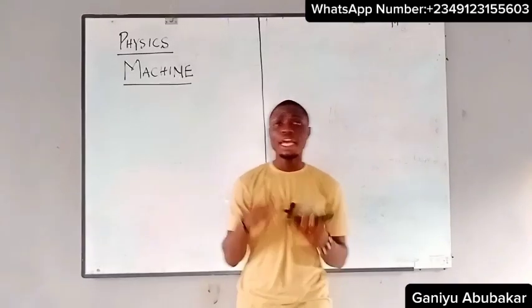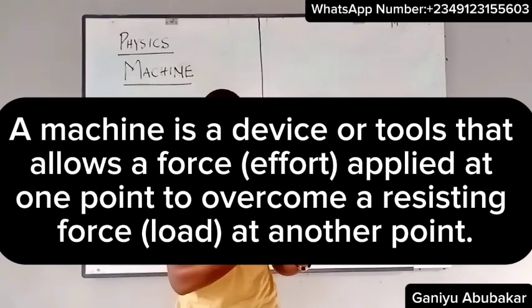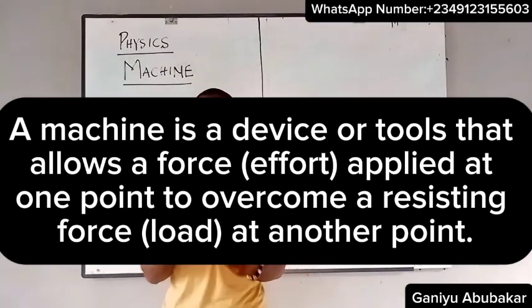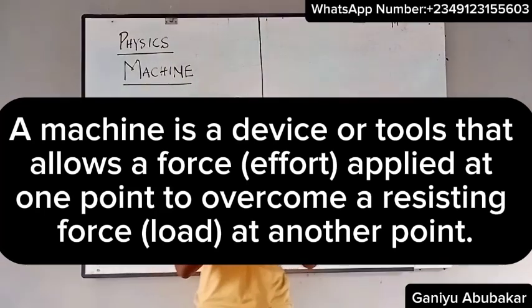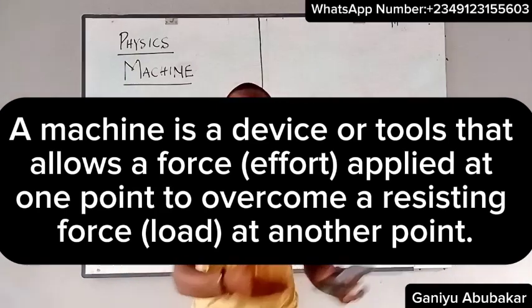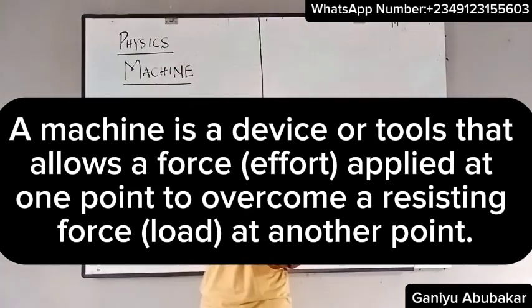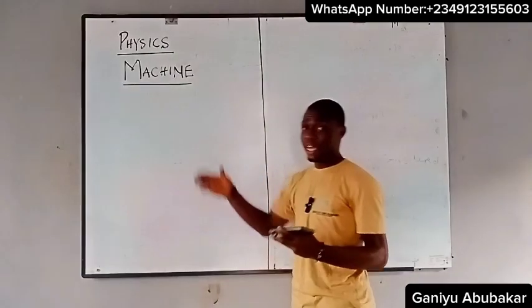By definition, a machine is a device or tool that allows a force, that is effort, to overcome another force, which is load, applied at a particular point to another. So when it comes to machine, I'm applying a force, which is effort, at a particular point to overcome another force, which is simply the load at another point. That becomes the definition for a machine. I want you to understand the definition behind machine.